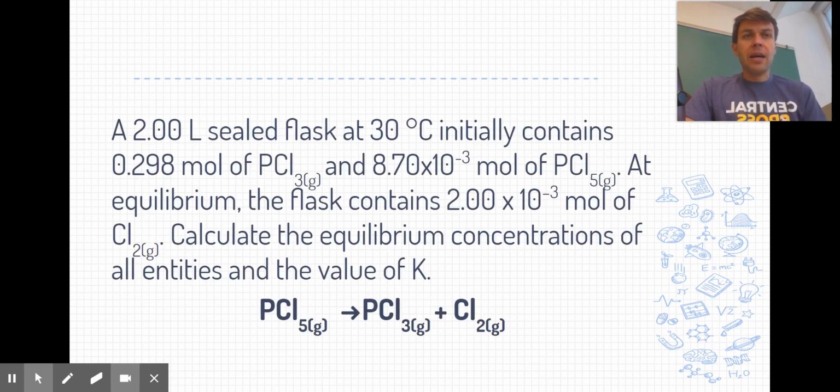Here's our problem for today. In this question, we are given information about the initial concentrations of a chemical system, and we allow that system to come to equilibrium. Our task is to calculate the equilibrium concentrations, and then based upon that, determine the value of the equilibrium constant, okay? So this is a common type of problem where we know the initial concentrations. We are given one of the final equilibrium concentrations, and that allows us to calculate all of the other concentrations at equilibrium, as well as the value of K.